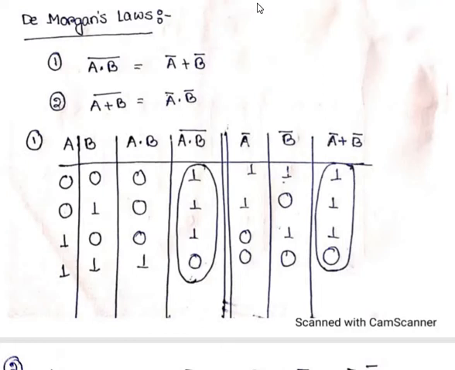De Morgan's law was (A dot B) whole bar, that means (A into B) whole bar is equal to A bar plus B bar. And (A plus B) whole bar is equal to A bar into B bar, where into stands for AND gate, plus stands for OR gate, and complement stands for NOT gate.